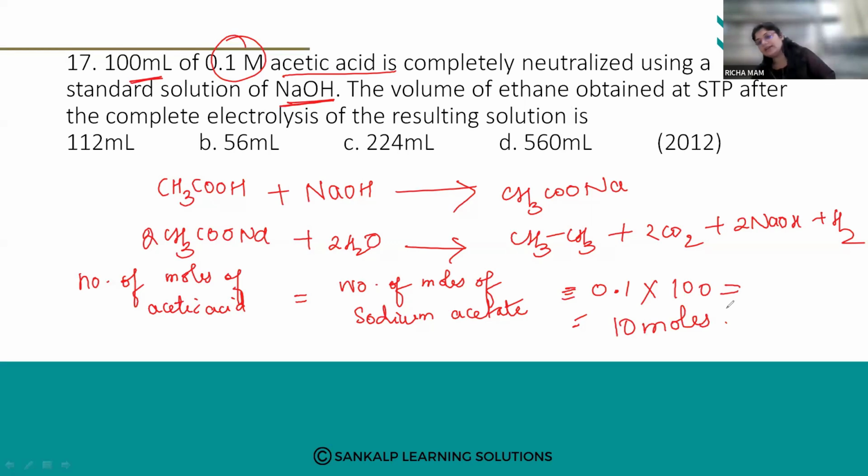How are we going to calculate the number of moles? That is molarity into volume. So it is 0.1 into 100, that is 10 millimoles. 10 millimoles is nothing but 10 into 10 raised to minus 3 moles. This is for acetate.